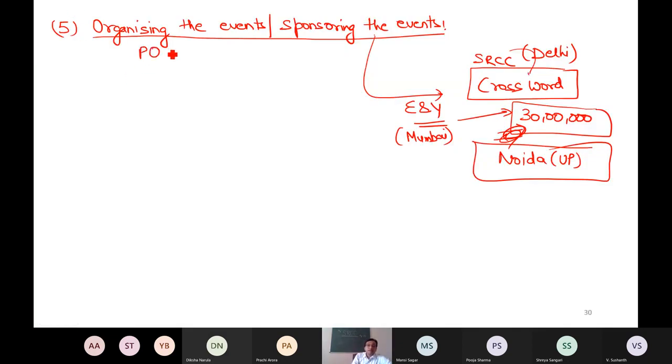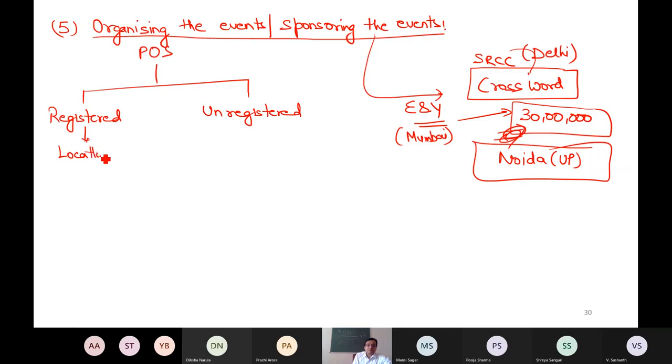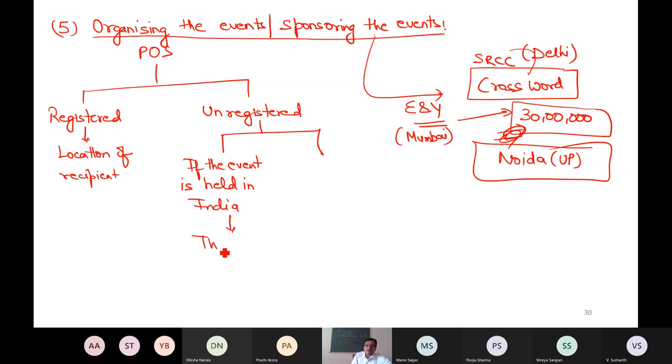Now, what is the place of supply in this case? It depends who the recipient is. Is the recipient a registered person or is the recipient unregistered? If the recipient is a registered person, then it does not matter where this event is being held. Location of recipient is the answer. If the recipient is unregistered, then it depends where the event is held. If the event is held in India, because the government doesn't want to lose the revenue, then the place of supply is the place where the event is held.